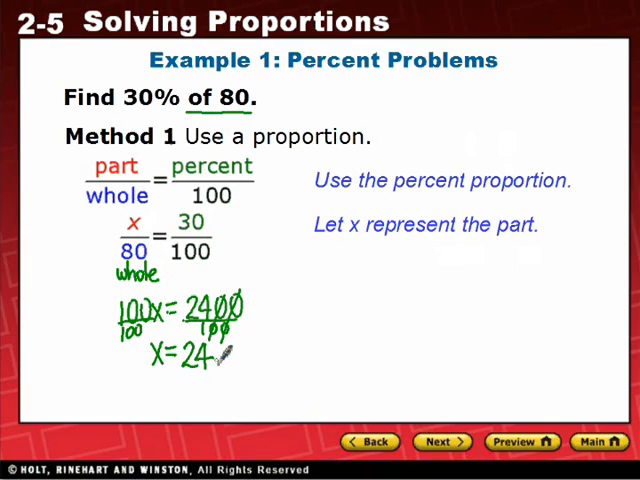Now, some of you might have said, well, wait a second, why should I bother keeping that percent so big? Why couldn't I just reduce that already to 3/10? Sure, you betcha. You can go ahead and reduce that, and then you get 10x equals 240, and so x equals 24. It doesn't change the answer, but it might make it a little simpler for you.